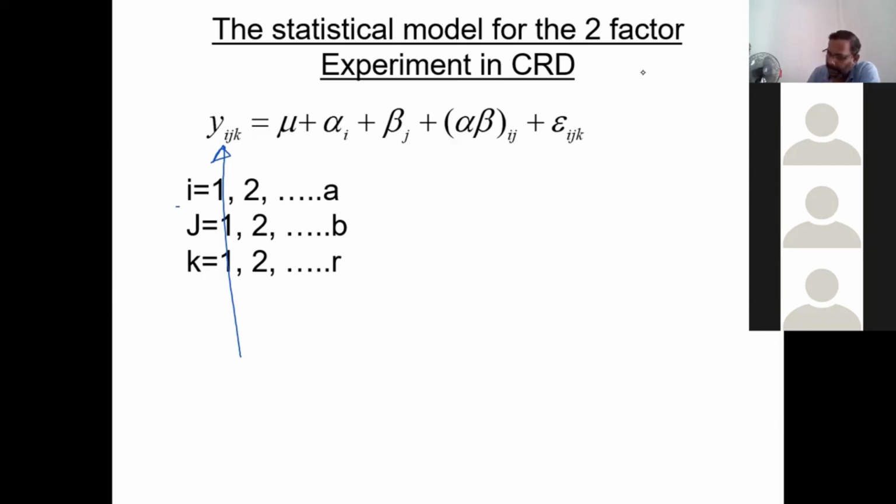So this is referring to levels of factor A, levels of factor B. This is the replicate. Tell me, Yijk. How can we write Yijk?